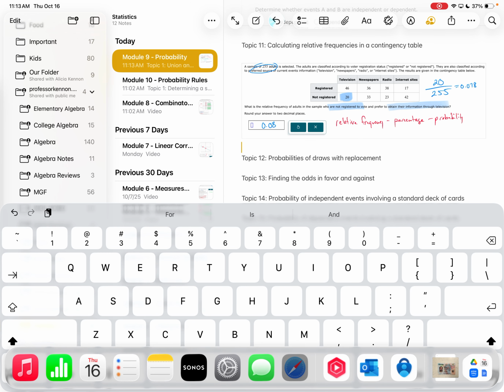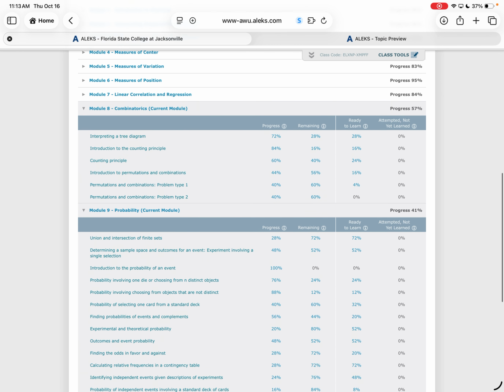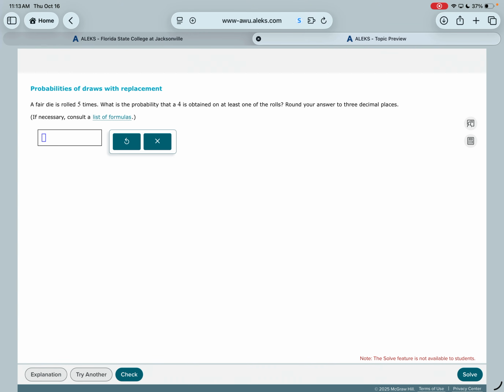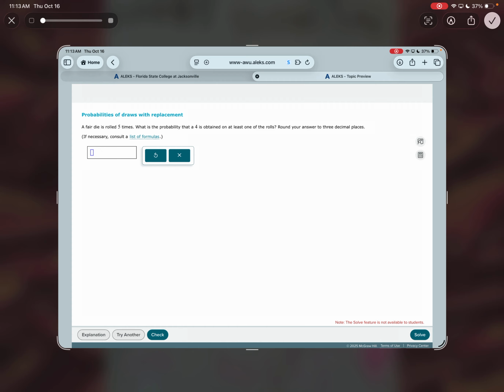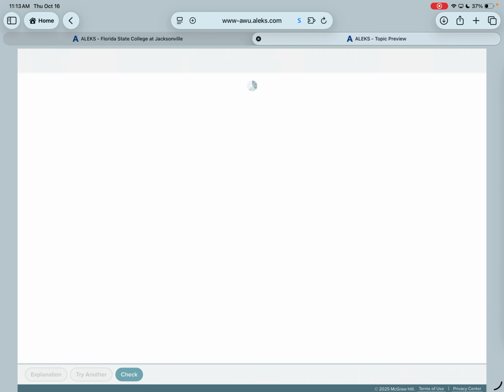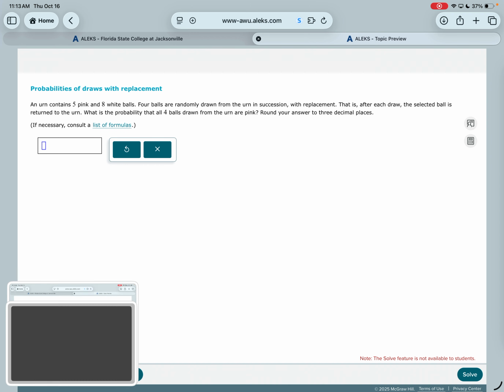Probabilities of draws with replacement. Not sure why that's next, but that's fine. So a fair die is rolled 5 times. What's the probability that a 4 is obtained on a... Oh, man. I do not like this problem. I know how to do it. I just don't want to start with that one. Okay, so that one, we'll come back to that one. I'll find it in just a second.